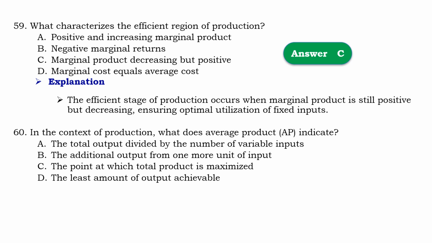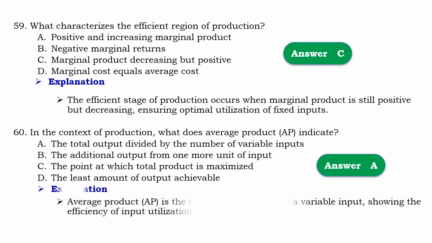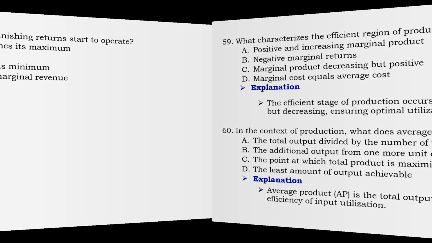Question number 60, in the context of production, what does average product indicate? 60ኛ ጥያቄ በምርት ሂደት ውስጥ አማካይ ምርት ምን ያሳያል ይላል. So that should be A, the total output divided by the number of variable input. It means that average product is the total output per unit of variable input.